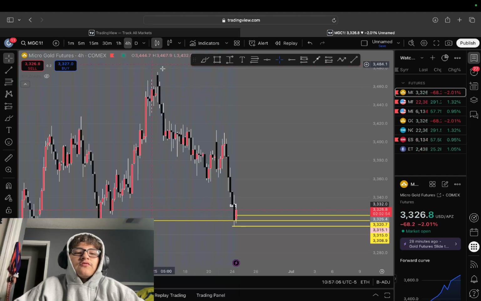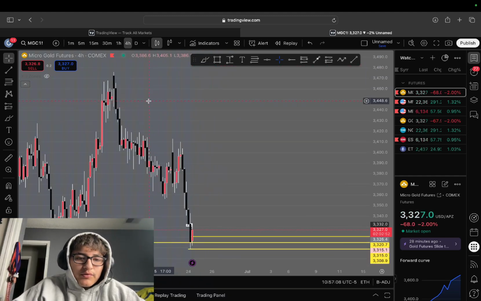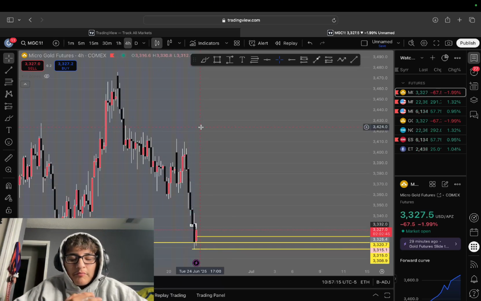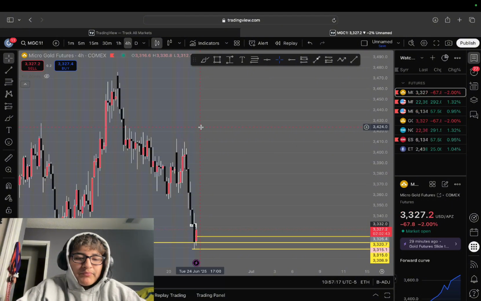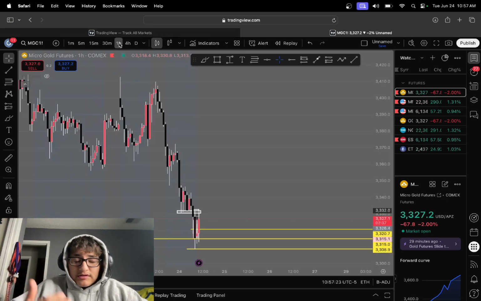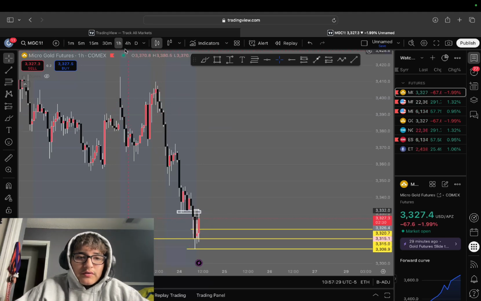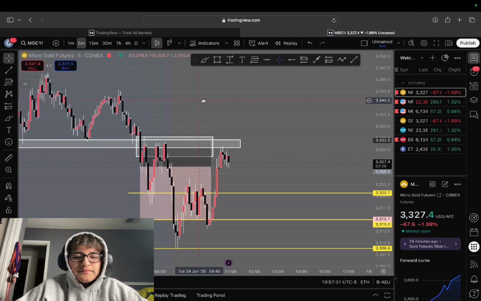So I went to the 4 hour, and as you can tell, we were on a downtrend. We have 1, 2, 3, 4, and with today 5 bearish 4 hour candles. So I was like, we are definitely going to continue to go down. On the 1 hour, same thing, we're on a downtrend. Now let's look at the 5 minute.